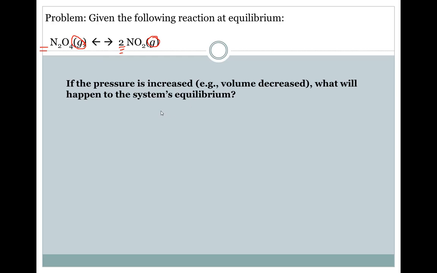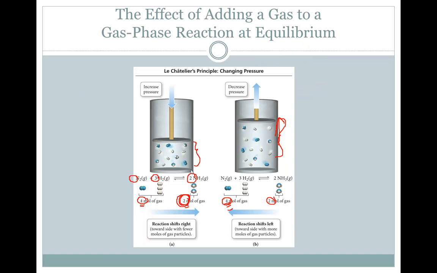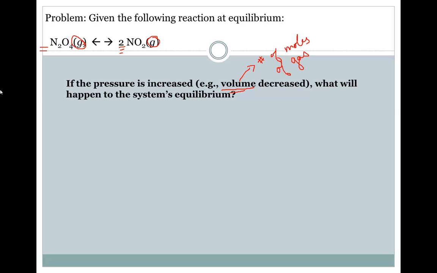So we are decreasing the volume. As soon as you see volume or pressure, you want to think number of moles. So therefore, if we're decreasing the volume, once again, we're going to shift towards the side with a fewer number of moles. So since N2O4 has a fewer number, it's going to shift to the left.